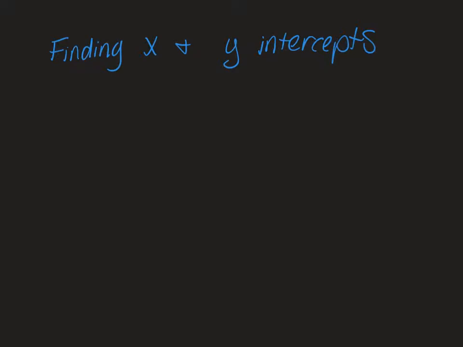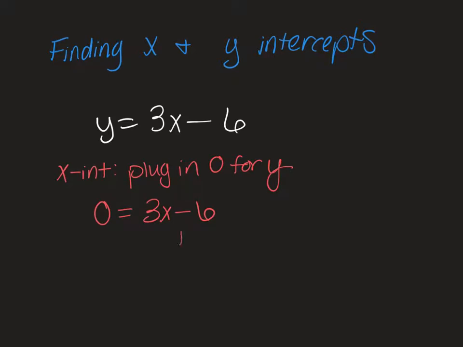All right, so x. So we're going to add 6 over. So when we get 6 equals 3x divided by 3, that means our x-intercept is 2. Right, and then what do we do to find our y-intercept?